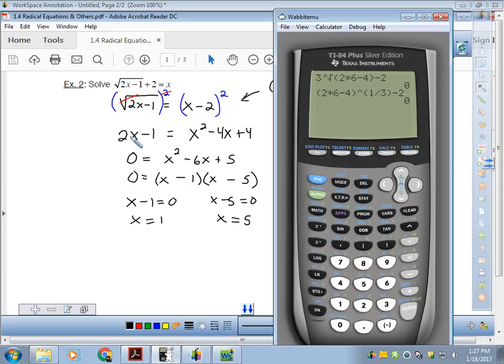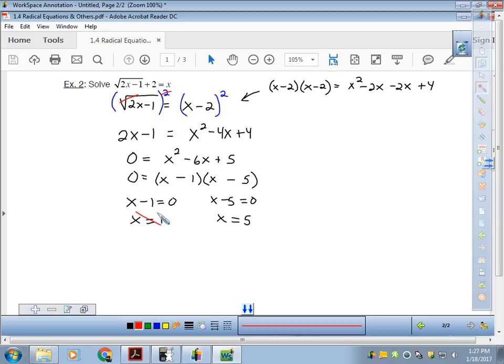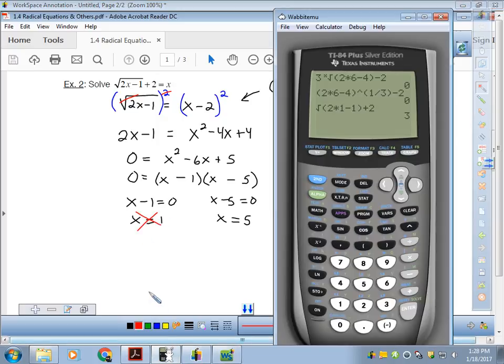Okay. So I'm going to go in over here, I'm going to do square root of 2 times 1 minus 1, close my square root, plus 2. I get 3. So that's what the left side is, 3. The right side is just x. Well, what's x supposed to be? X is supposed to be 1, so that answer did not work. So mark it off.